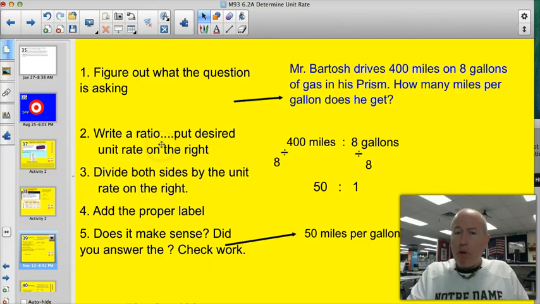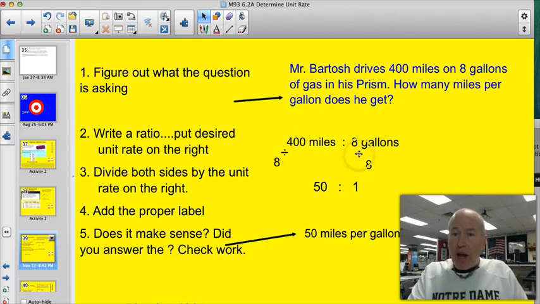I like to think about it as what's my desired ratio? What do I want to get to at the end? That's that gallon piece there. That's what I put on the right side. Either way I think is going to work if you examine and read the question carefully. So 400 miles to 8 gallons of gas. We've set it up. Next, you divide both sides by this unit that's on the right. So I've got 8 gallons on the right, so I divide that by 8 and divide that by 8.